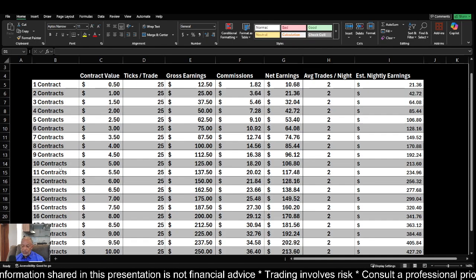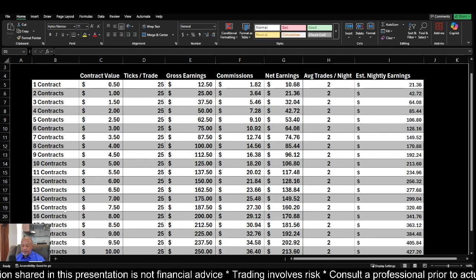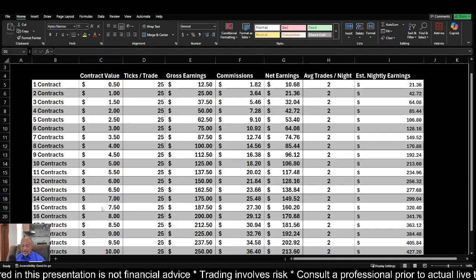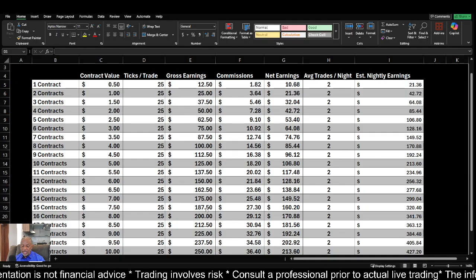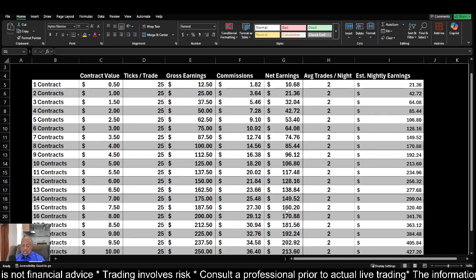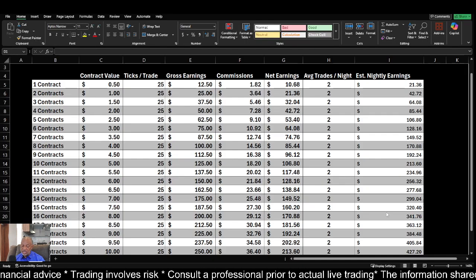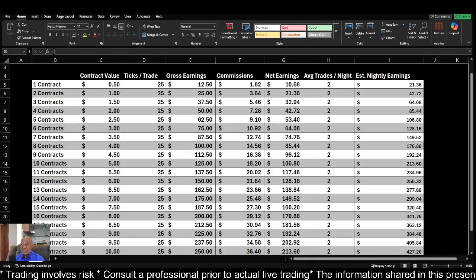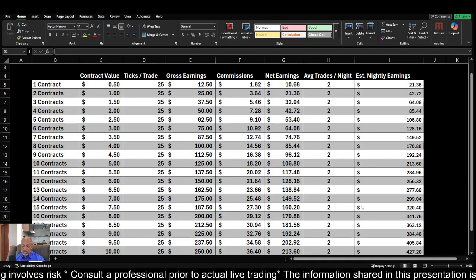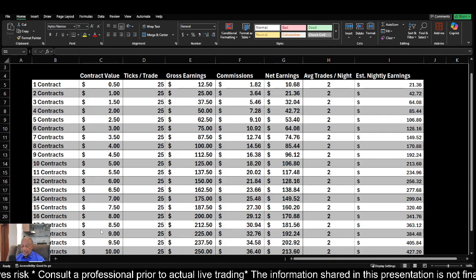Now, so you get to 15 contracts. That's $7.50 per tick. 25 ticks nets you $187.50, and after commissions you've got $160.20. That's $300 per night. That's $1,500 a week. That's $75,000 a year. Not bad. Excellent money down here.